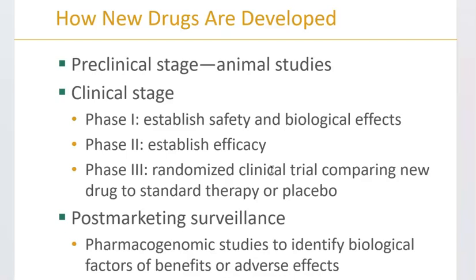Pharmacogenomics is the study of how patient variations in drug targets or metabolism will affect the drug therapy. Pharmacogenomic studies performed during the post-marketing phase can identify biological factors responsible for predictable beneficial or adverse effects in individuals.